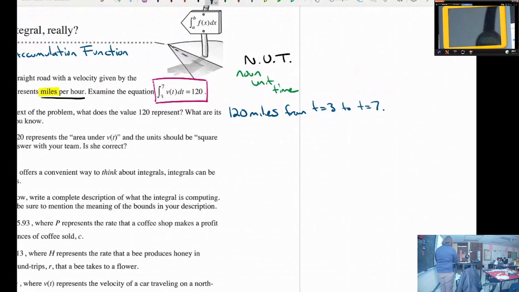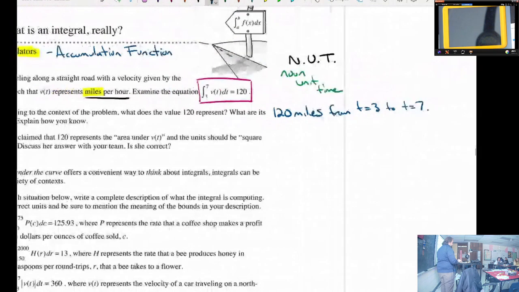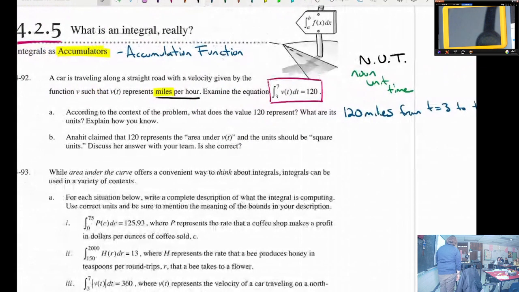Or they'll say that, oh, 0 is 8 o'clock a.m., so 3 would be 11 o'clock a.m., and 7 would be 3 o'clock p.m. It doesn't matter. You might replace that with something more specific, but that's exactly what this integral means. It means that you've traveled 120 miles because you're integrating the velocity, which means you're going back up a level to distance.